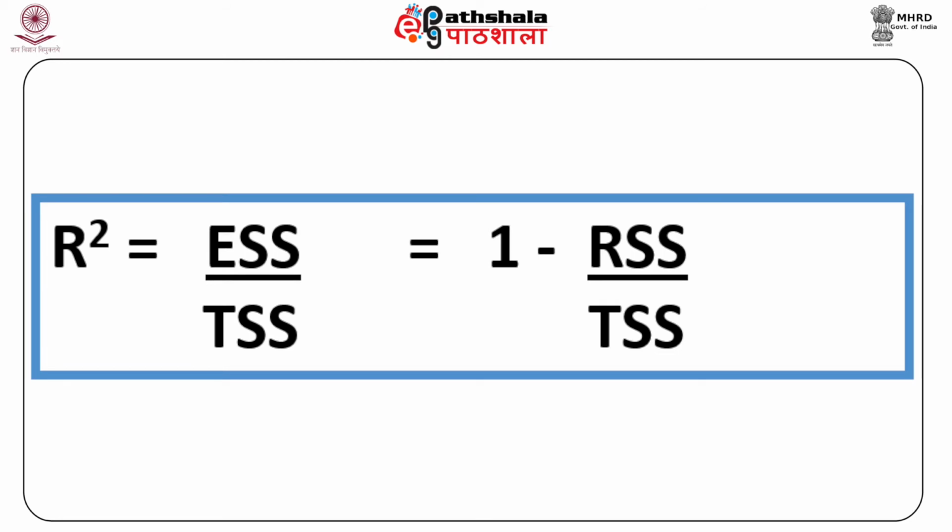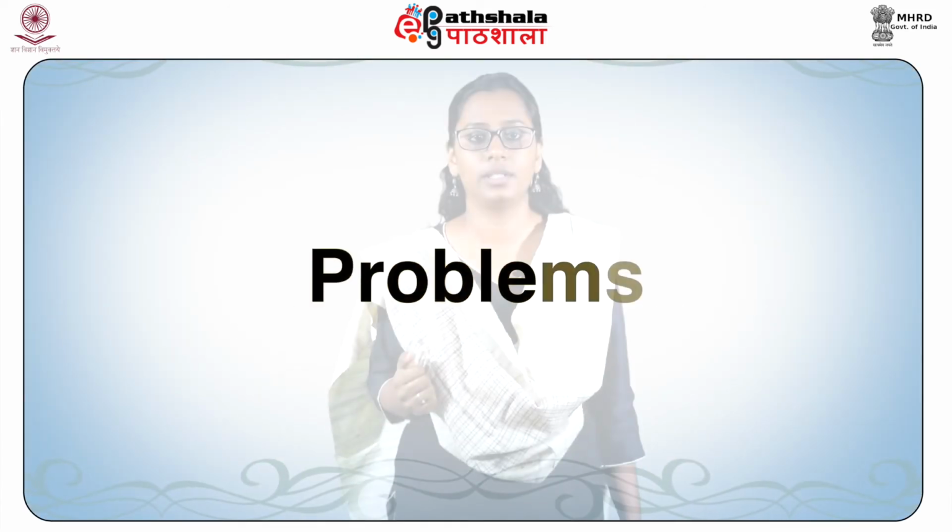R-square is calculated as explained sum of squares divided by total sum of squares, which is equal to 1 minus residual sum of squares divided by total sum of squares. The value of R-square lies between 0 and 1. It can never be negative. It shows how well the data fit a particular theory and therefore explains the goodness of the model. The higher the value of R-square, the closer it is to 1, the better the fit and the better the model. Problems. It is a good measure for in-sample forecasting.